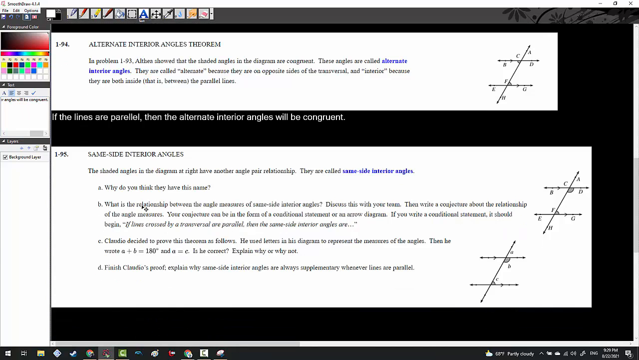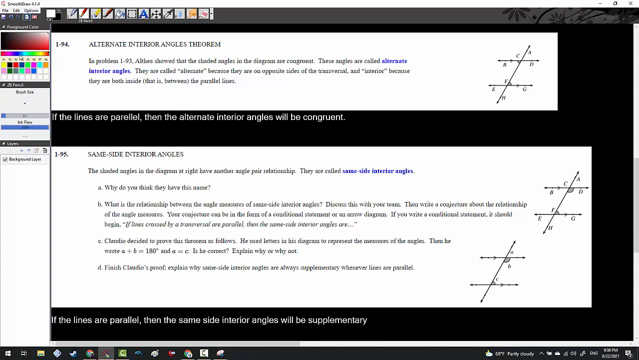And then same thing down here. We can say if the lines are parallel, then the same side interior angles will be supplementary. And I believe they also give you this right here. I'll go and highlight it in blue here. Something like this: if lines crossed by a transversal are parallel, then the blah, blah, blah. And then same thing that goes with this guy here.